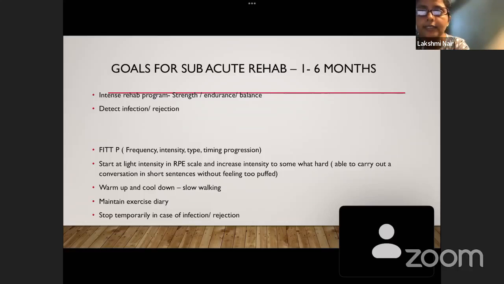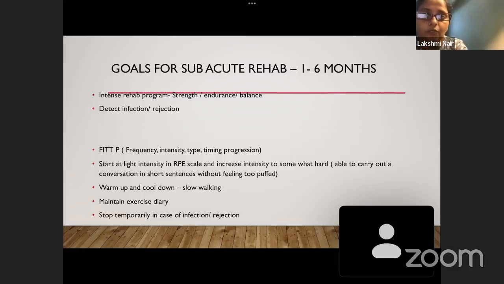Start with light intensity on the perceived exertion scale, and increase to somewhat hard level. That is the 3 to 4 level on the Borg scale. They should be able to carry out a conversation in short sentences without feeling too puffed. That is the level that we want. It should not be too easy for them, and it should not be too hard. They should not feel too breathless, and should be able to talk to you in short sentences without puffing, but they should feel the increase in heart rate and respiration.